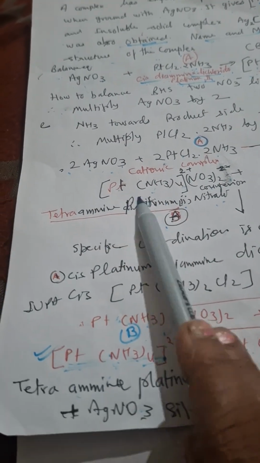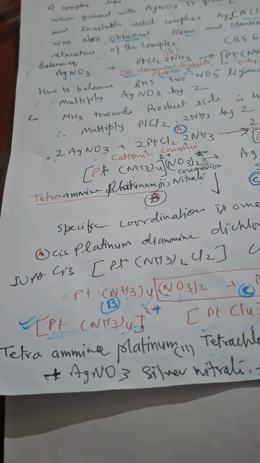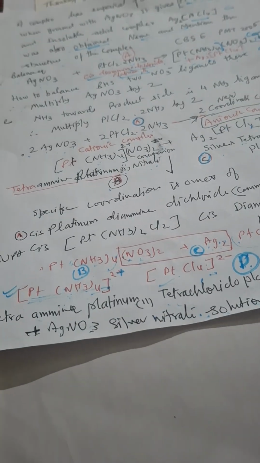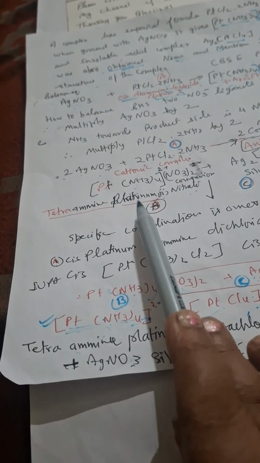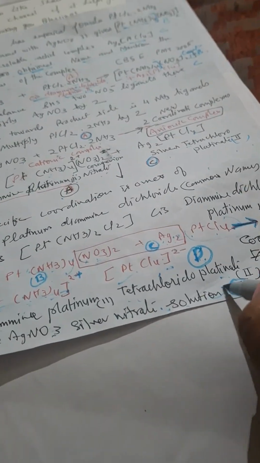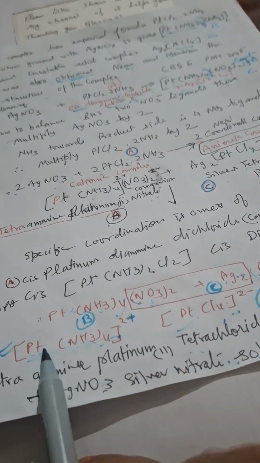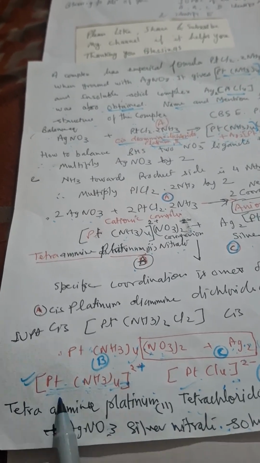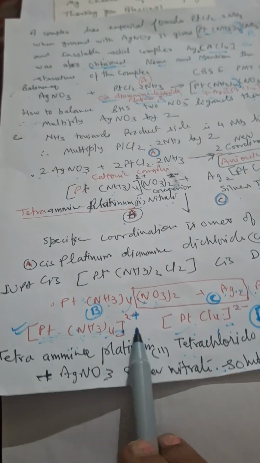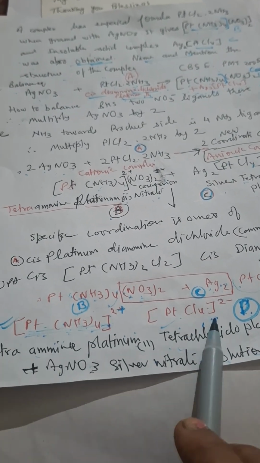Now how to balance? I told you how to balance. Now again I have repeated this B and C, and I am naming them back: tetraammineplatinum(II) nitrate and silver tetrachloridoplatinate(II). B and C, two new complexes, will again combine. AgNO3 will be lost. So AgNO3 I have written at the bottom as E, and this is D. This is the coordination isomer: [Pt(NH3)4]2+ and [PtCl4]2-. Why have I mentioned 2 positive and 2 negative? Because these are the cation and anion parts of the coordination isomer. Okay, cation and anion will be there. Clear?